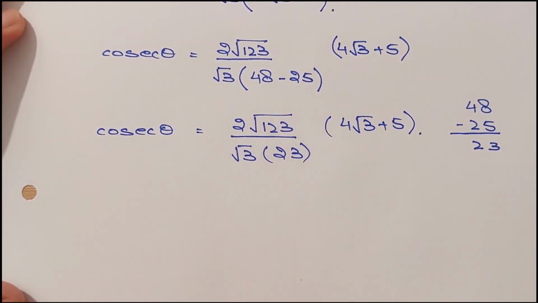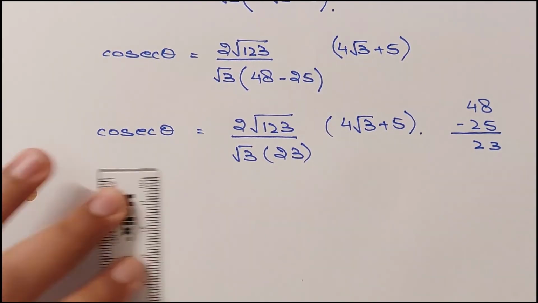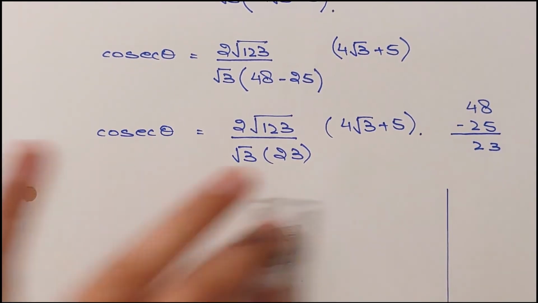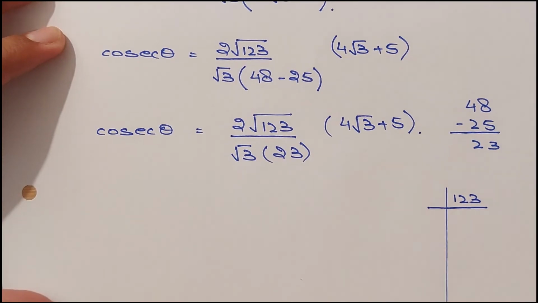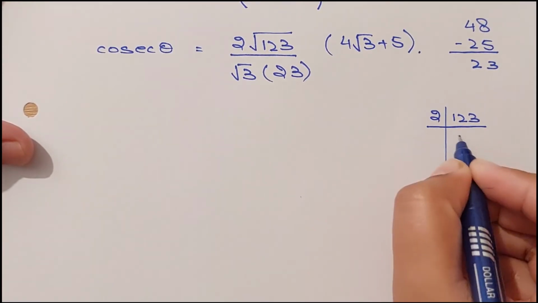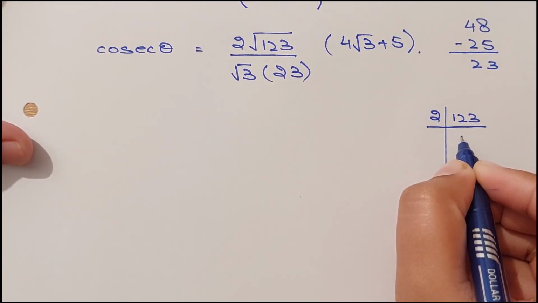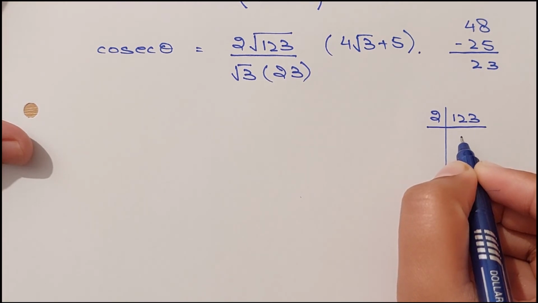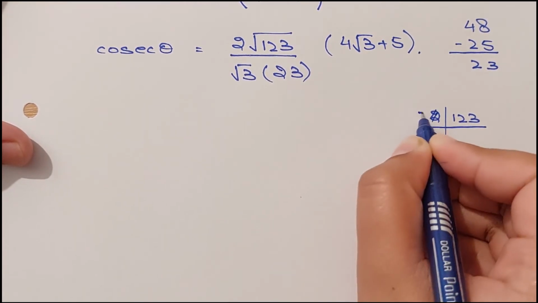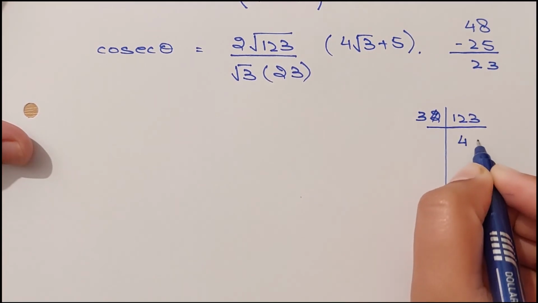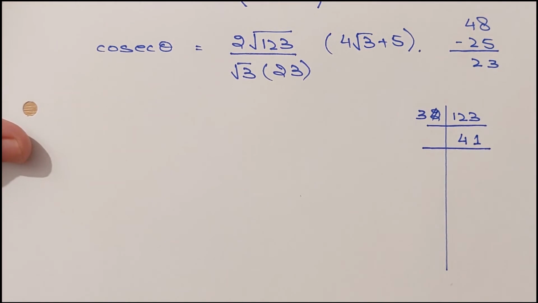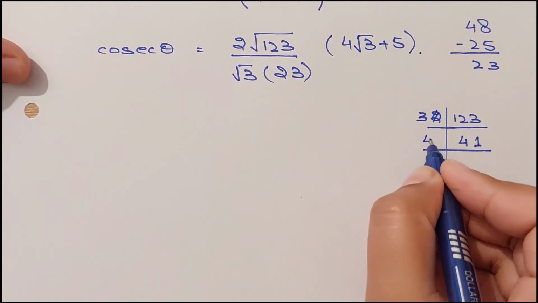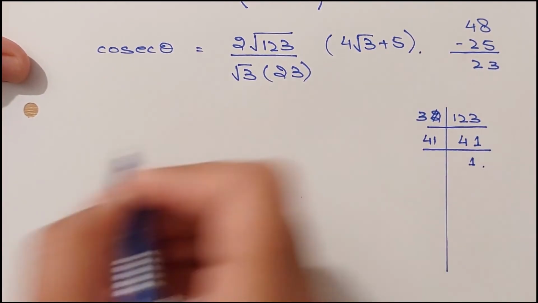So it means we have to open this square root, right? Okay, let me take the factors of this number, 123. Okay, so 123, let me start with 2. 2 times, no, we can't do it with 2. We can do it with 3, yes. 3 times 4 is 12, 3 times 1 is 3, and then we have 41. So we can say 41 times 1 is 41, right?